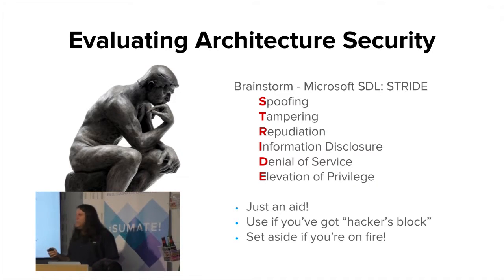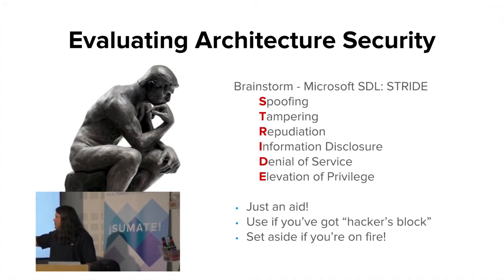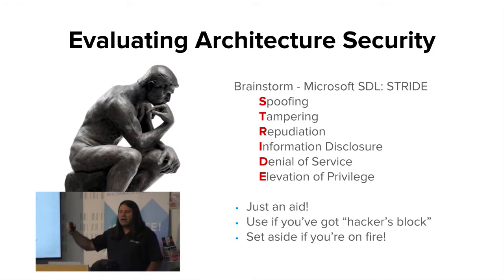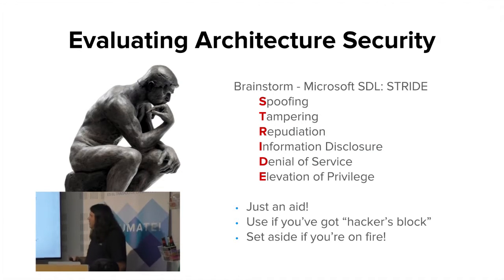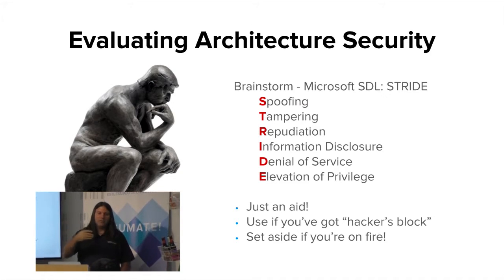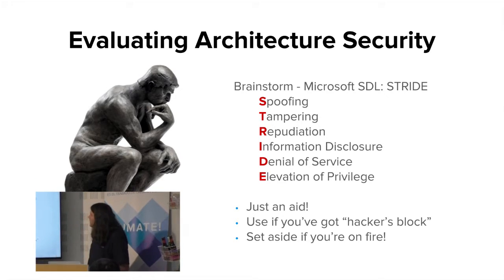Repudiation has, to me, more of a legal connotation. So repudiation is the ability for you to carry out an activity and to be able to later say, I didn't do it, and you have no way to prove it. Non-repudiation is sort of the opposite. You have controls in place that ensure that if somebody carries out an activity, you can pin it to that person definitively. We usually use PKI, private keys, signing, things like that, in order to enforce non-repudiation.